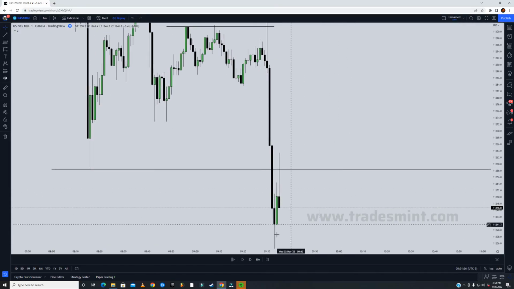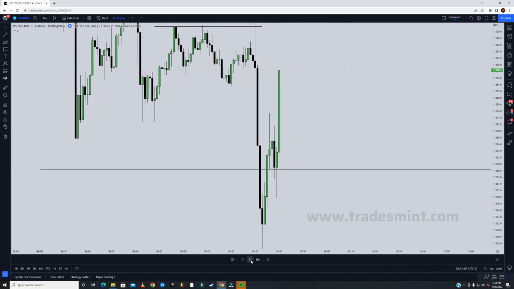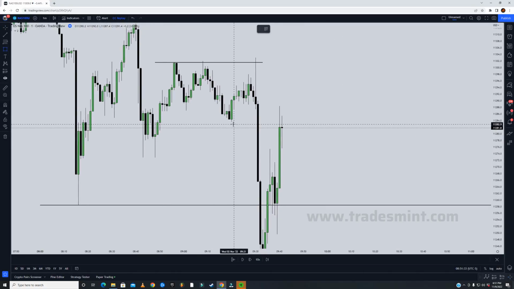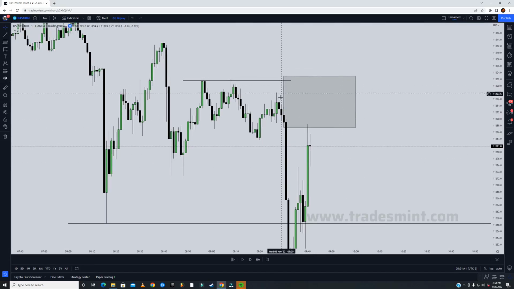So what you should be looking for here is a market structure shift, but it doesn't happen. Now what you can do, since the imbalance was so big, you can take your entry from the order block level, okay? There was no market structure shift, and we went straight into the order block.